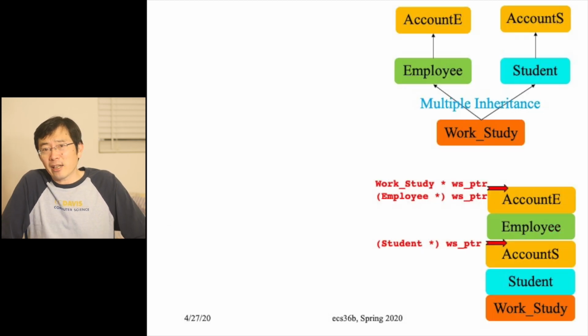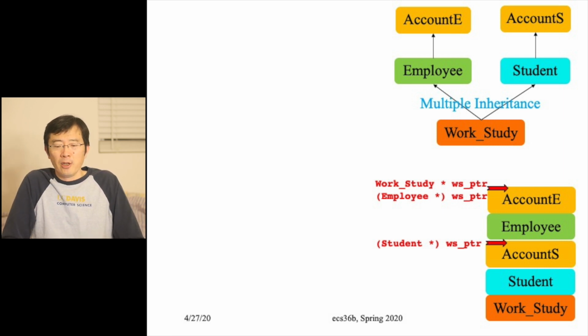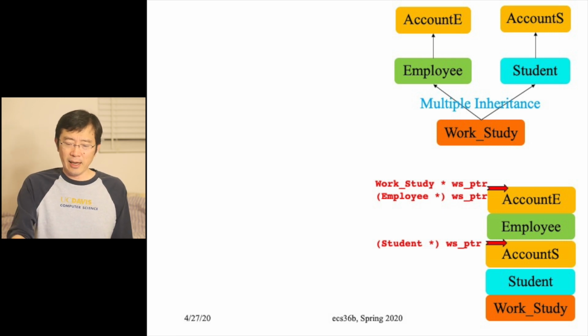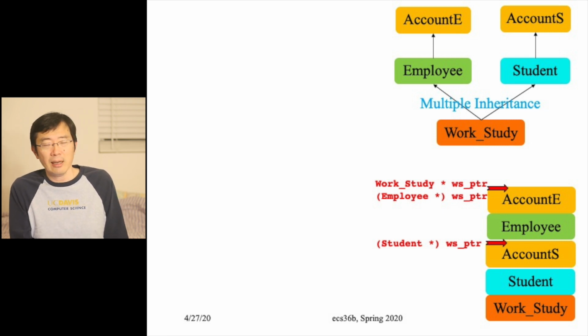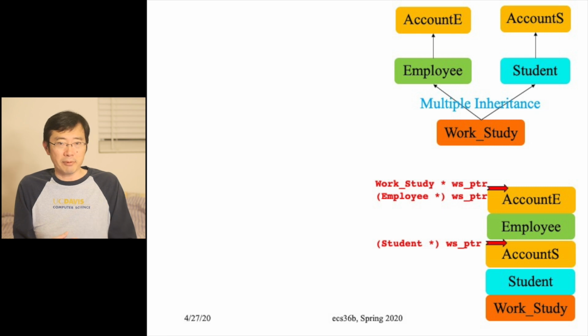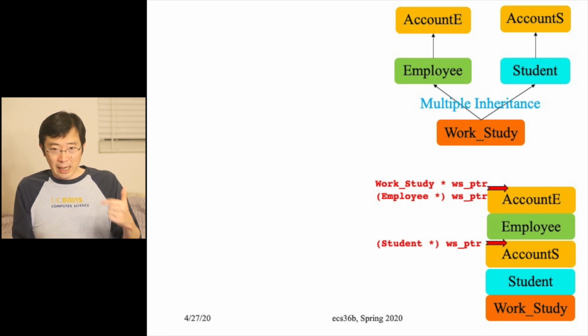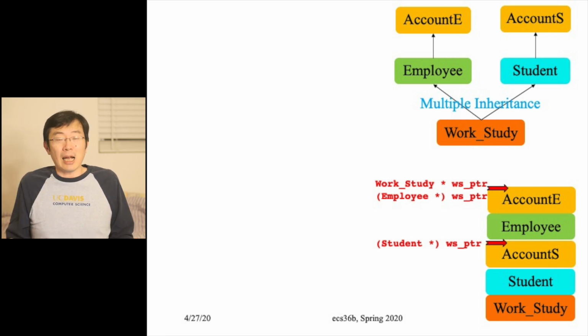So let's first take a look at multiple inheritance, where the memory layout looks like this. Now I have two accounts, so I call them account E and account S, but they are both account. One of them is account E, for the employee object, and one is account S, for the student object. So I have two copies of the account.